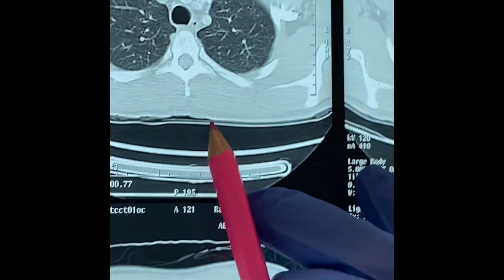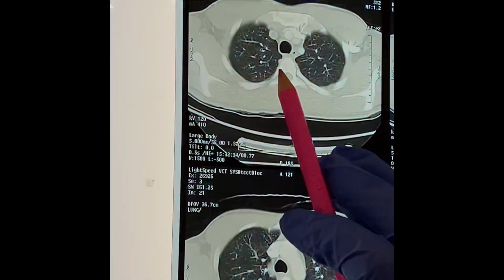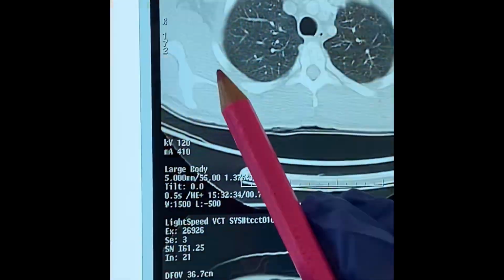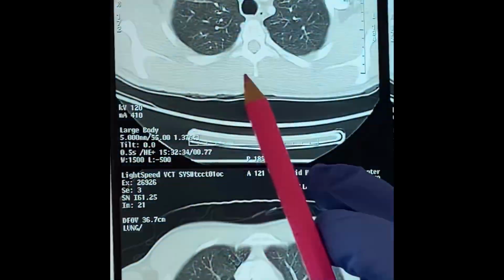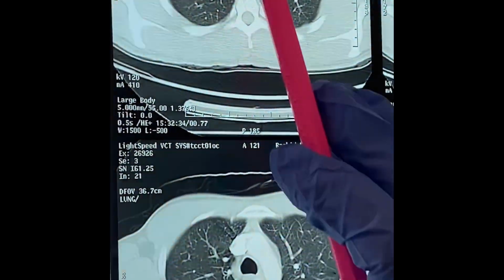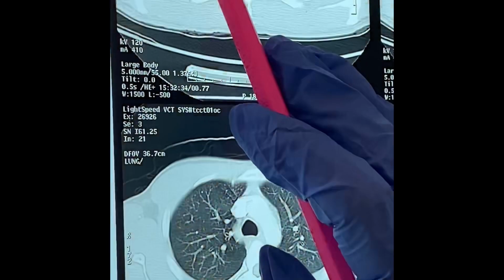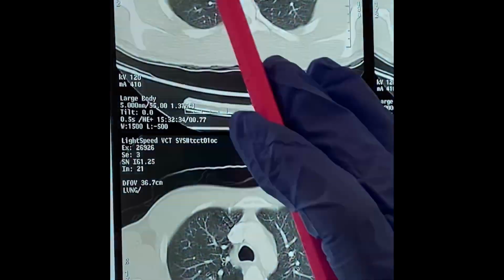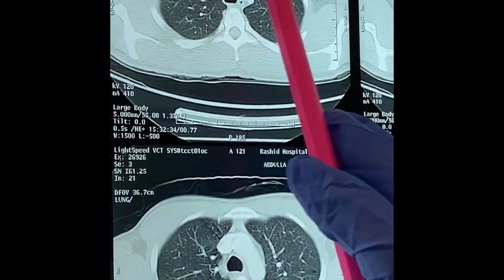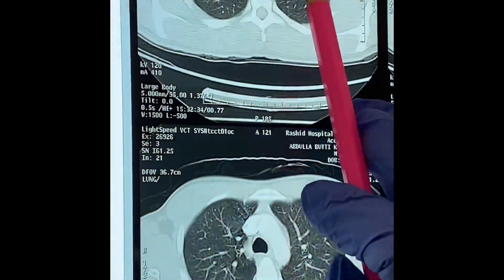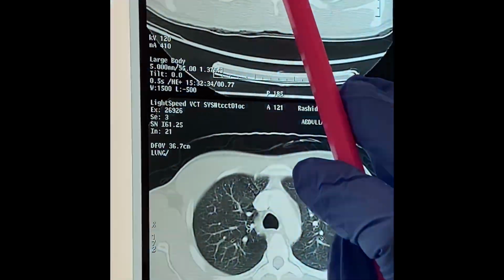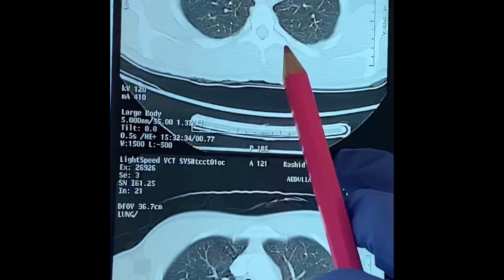Now in this slide here, what are you able to see? Let's talk about the bones now. You're seeing the scapular margins, the vertebrae, the ribs, and the sternum. Ribs are seen on the sides also. This is soft tissue, muscles of the chest wall. Now these are the lungs, these black markings here. This is the trachea.